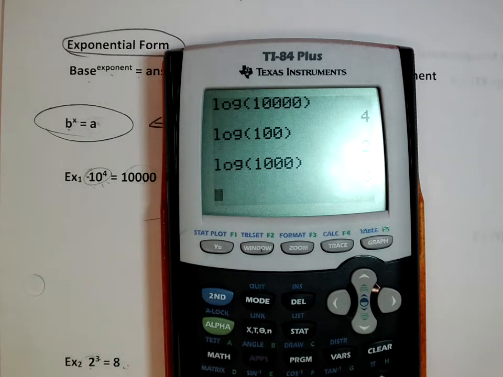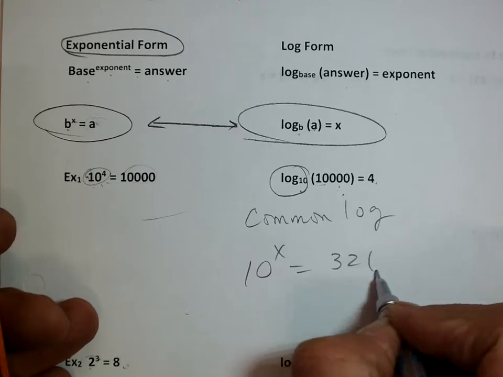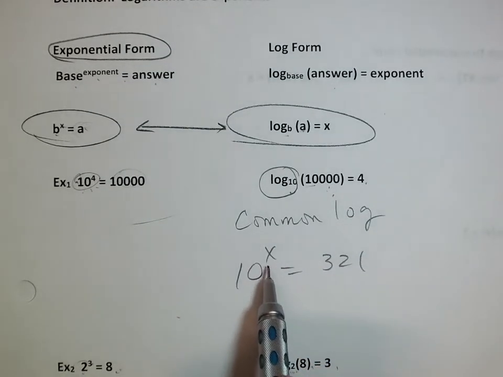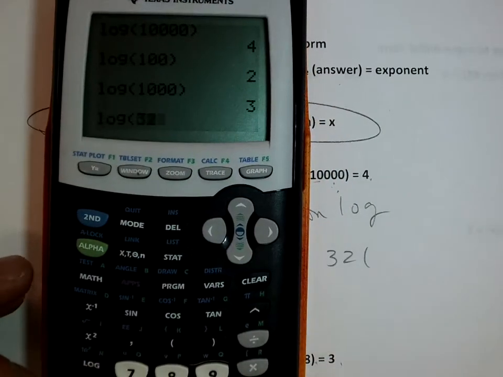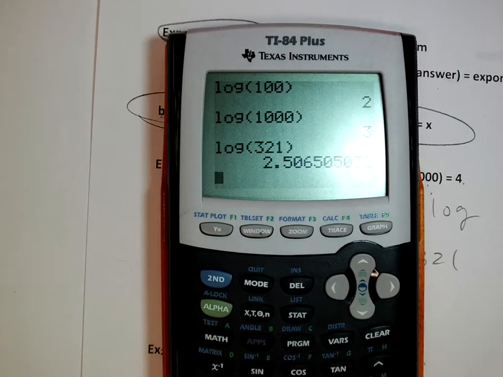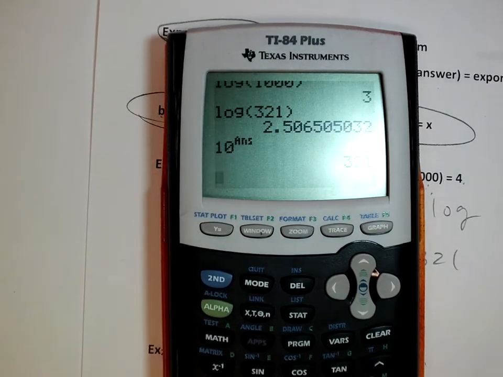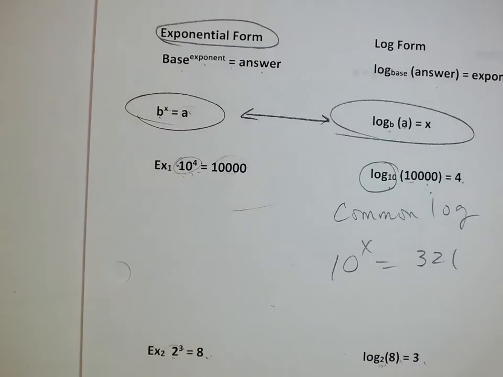Now, you can also do something as crazy as this. If you want to do 10 to what power equals, say, 321, it's 2 point something. But we could say, okay, log of 321 is saying 10 to what power equals 321. The calculator will tell us it's about 2.5067. Okay, so if I did 10 to that power, sure enough, 321. So logs allow us to solve for exponents. It's really a handy thing, especially in science, when you have really, really big numbers. In science, you can have millions upon millions of cells, or tons of electrons or atoms. So in science, logarithms are super handy.